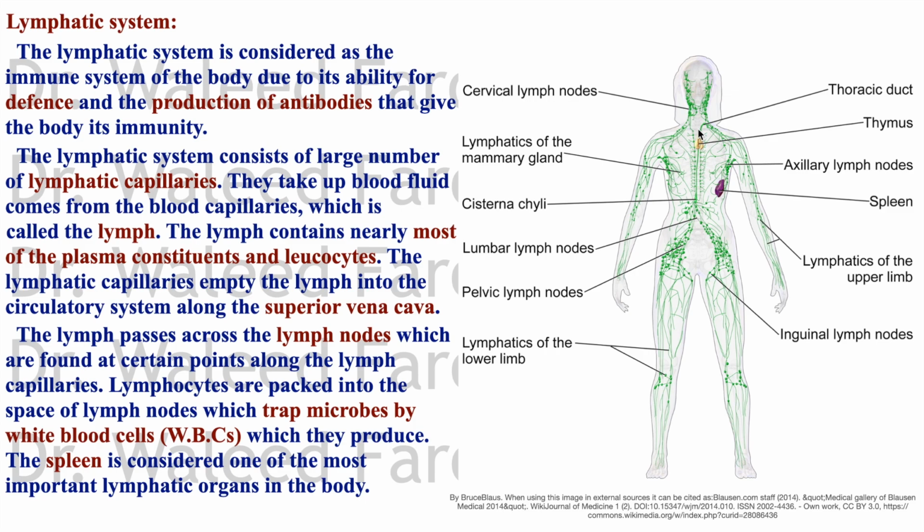Remember this: the superior vena cava receives all the lymphatics of the body. The lymph itself contains nearly most of the plasma constituents and leukocytes, and a special type of lymphocytes called the T lymphocytes, that wander the body.